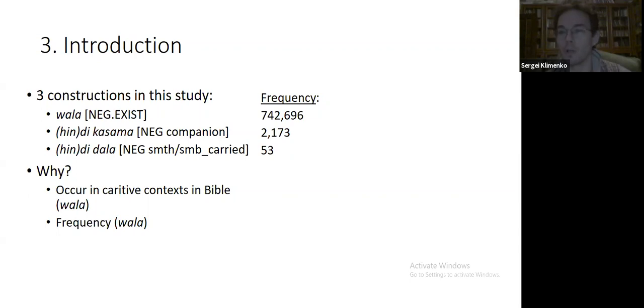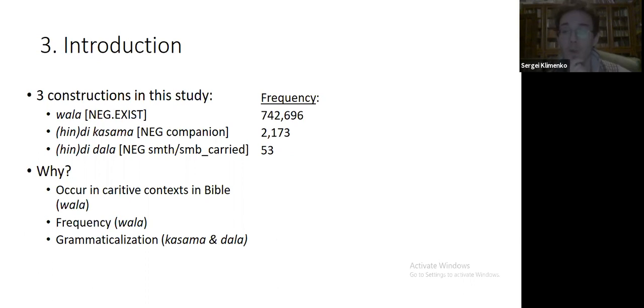So if we look at the corpus data, we find that wala has over 700,000 tokens in the whole corpus. Of course, these figures here include all different functions of these markers. So it's not just for caritive constructions, but nevertheless, there is probably some basis to claim that caritive constructions with wala are quite frequent.